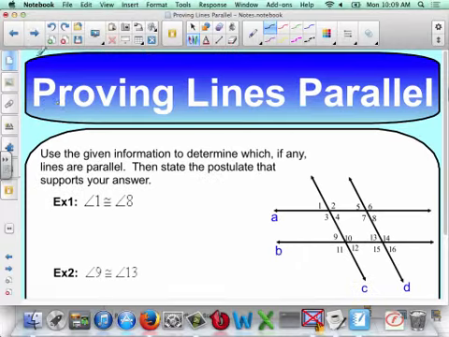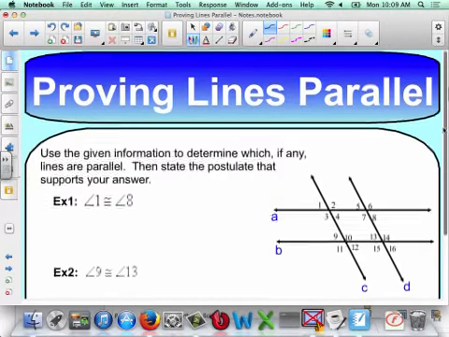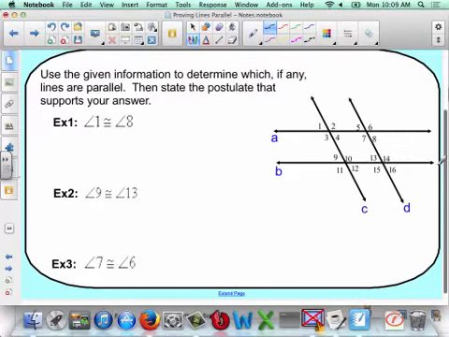Not something that you get away with. Okay. All right, so here we go. Now, I'm going to ask you a question. Which two lines are parallel, if any, and then you got to tell me why.